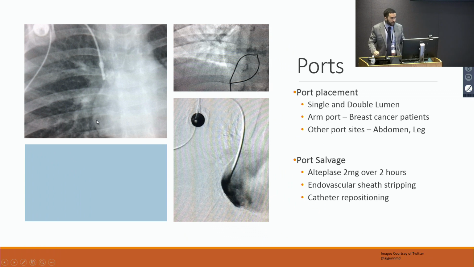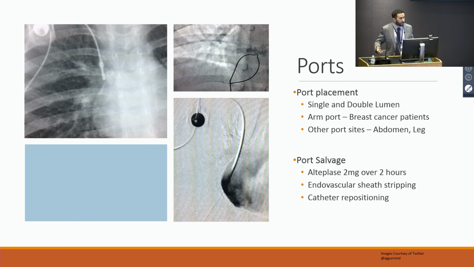Okay. Along that similar line, ports. So our surgeons do a great job of placing ports here. I have also placed ports, but the other thing I can potentially bring here is salvaging ports. So I don't know how many of you have come across this. I'm sure you have. You have a port that will flush but won't aspirate. It's not functional. I guess the standard we do here is place TPA and let it dwell for about 2 hours and see if it opens it up.